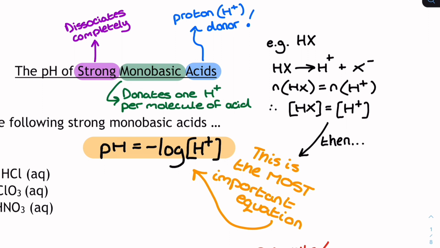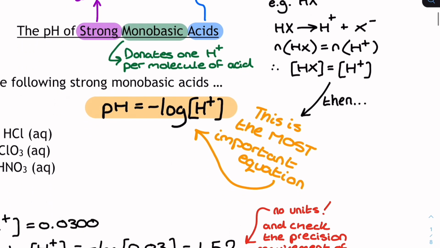And you can see in the reaction equation underneath there, the HX is dissociating completely to give me H+ and X- in solution. Now that complete dissociation means that if I know the number of moles of HX, I know the number of moles of H+. And in fact, because they're in the same solution, I know that their concentrations are also going to be identical to each other. That then leads me to the pH calculation.